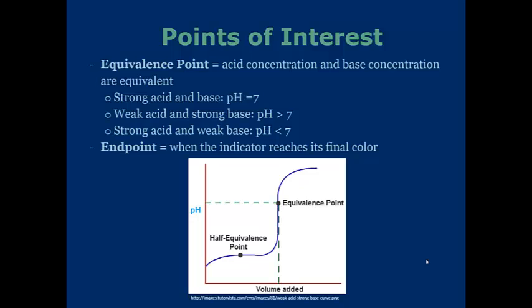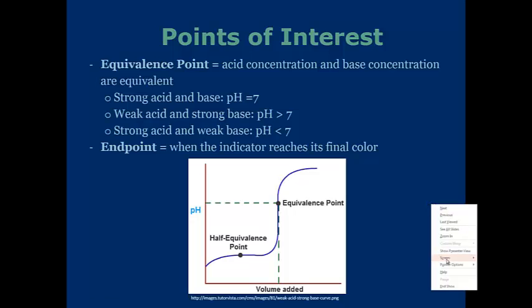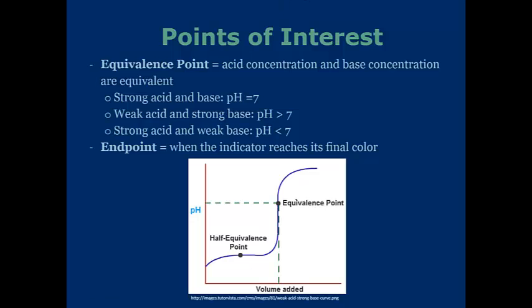The endpoint is when the indicator reaches its final color. On a graph like so, I'll use a different color so you can see it better. The endpoint is going to be represented at this juncture right there. This is when the indicator reaches its final color. Usually it's going to be pink, and I'm sure you've seen that in your Gen Chem labs. One thing I would like to note though is that the half equivalence point right here is going to be the pKa value. So that might be helpful when you're looking at these graphs on test day.